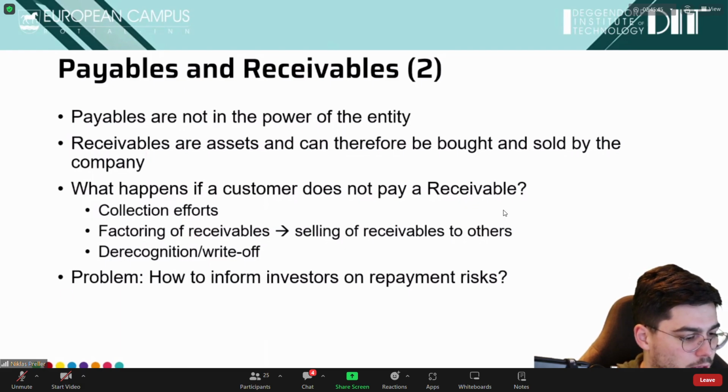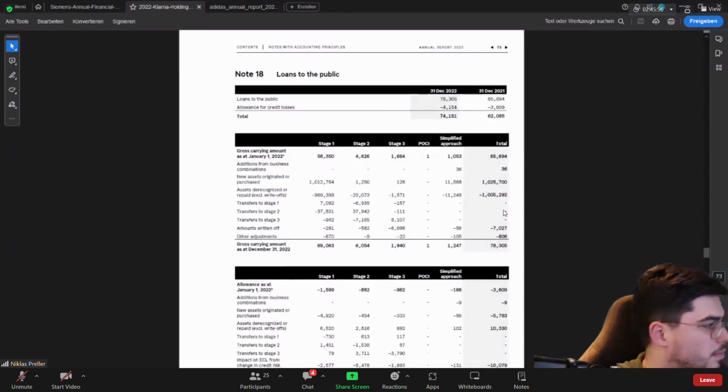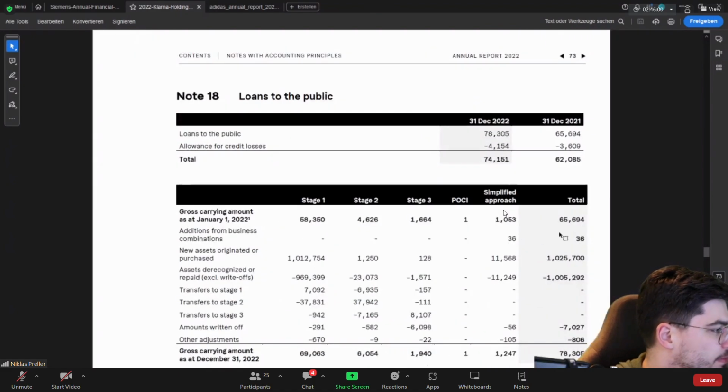I can show you the annual report on page 73. You can see here loans to the public.